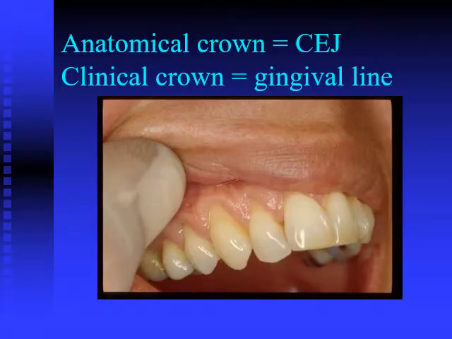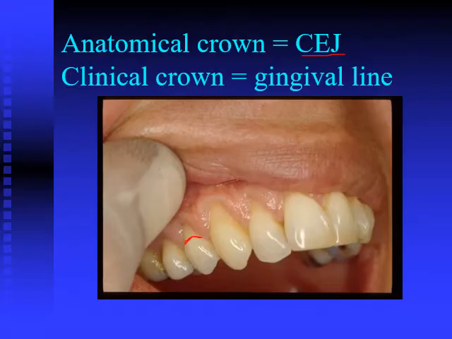So in this clinical slide, we will discuss the difference between the anatomical crown and the clinical crown. Dr. Chung has already discussed this with you briefly. The anatomical crown is that portion of the tooth that is covered by enamel, and it is delineated from the rest of the tooth by this structure here, which you already know is called the cemento-enamel junction, or the CEJ.